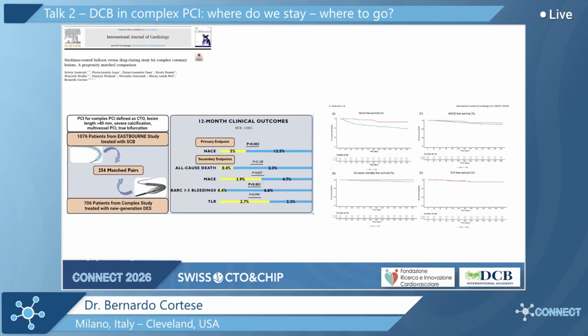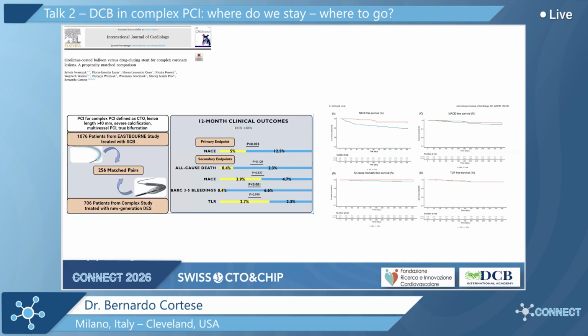So some literature data, we published this propensity matching assessment comparing DCB, in this case a sirolimus-coated balloon, versus drug-eluting stent in complex lesion settings. For complex lesion settings here, we included long lesions, more than 40 millimeters, severely calcified lesions, CTOs.